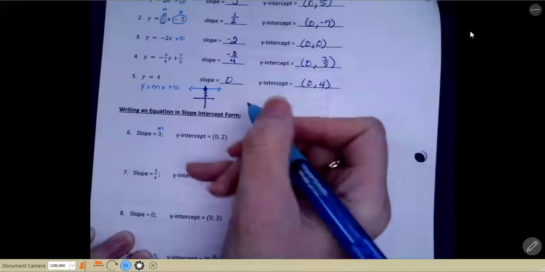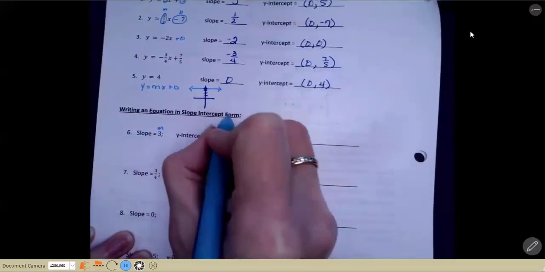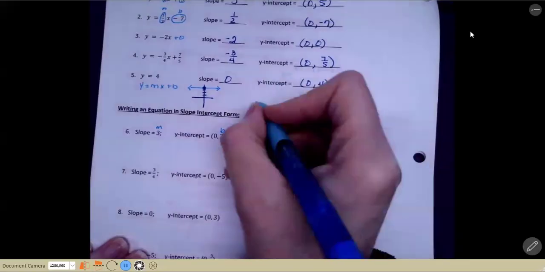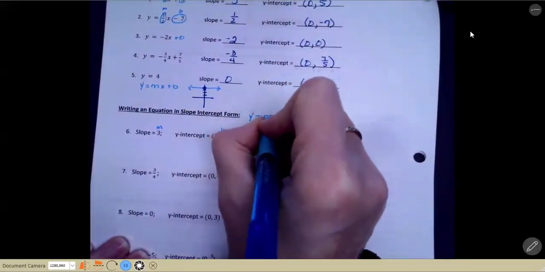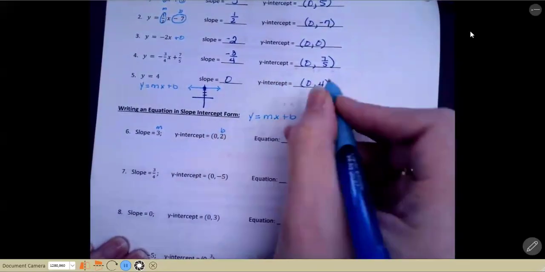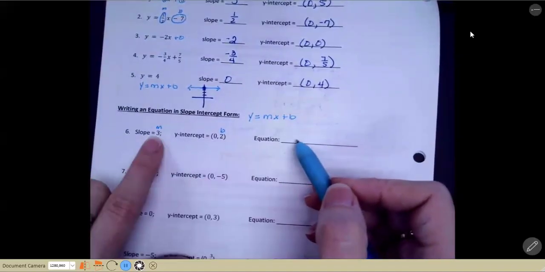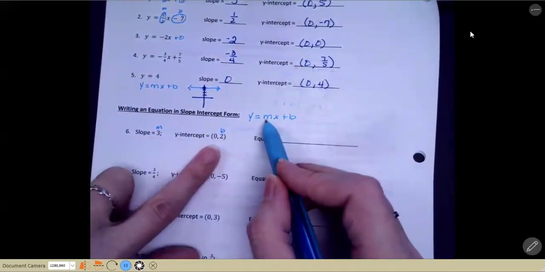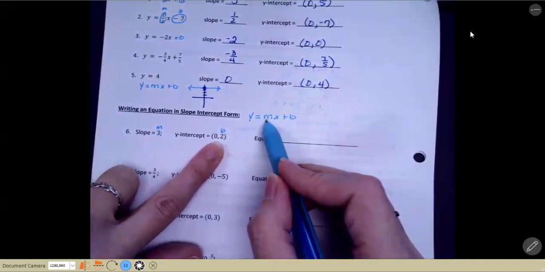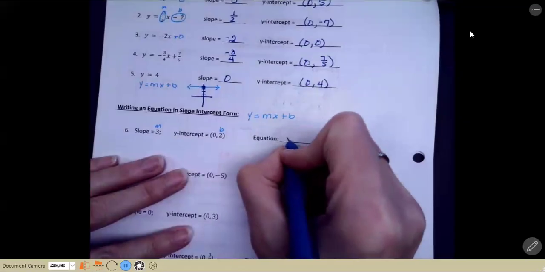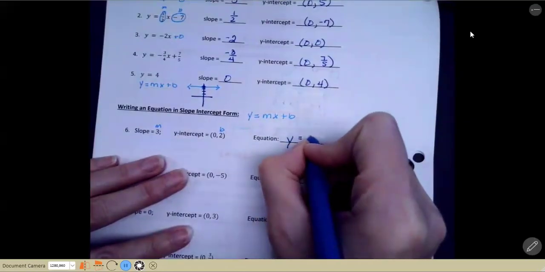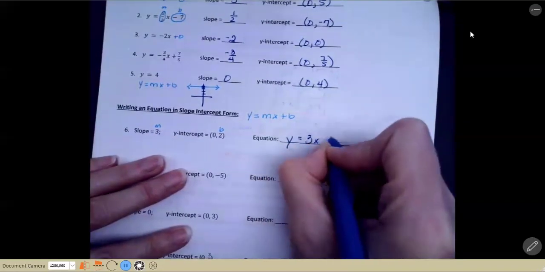Okay. All right, let's go down to these. Remember that the slope is represented by m in the equation, and the y-intercept is represented by b in the equation. Y equals mx plus b. All you're going to do is write an equation and substitute the slope where the m is and the y-intercept where the b is. So for example, this one would be y equals 3x plus 2. Okay.